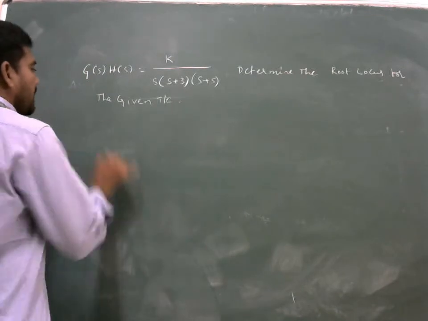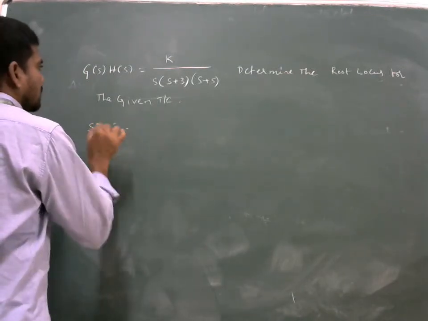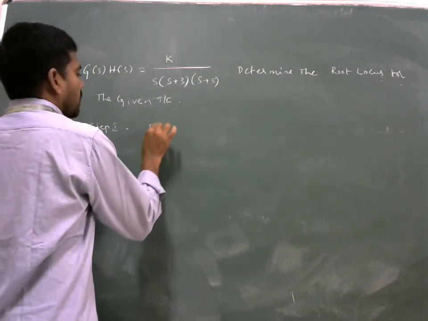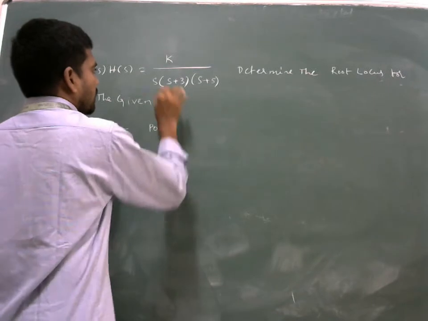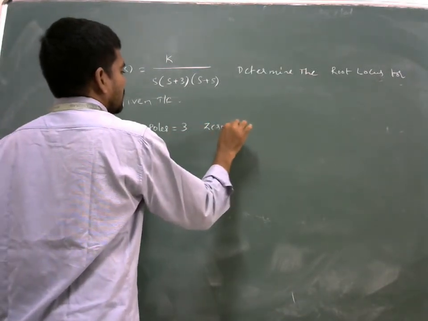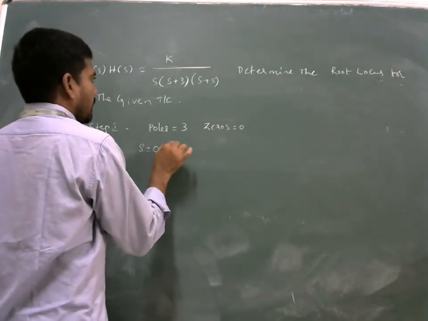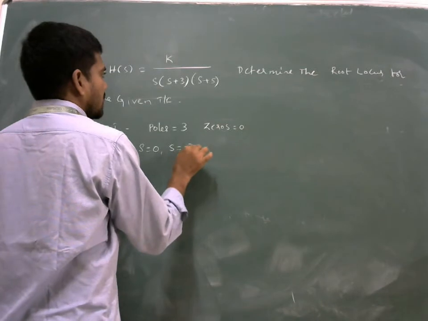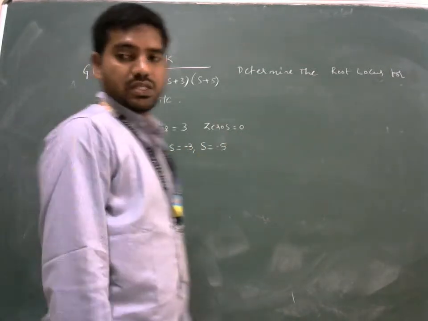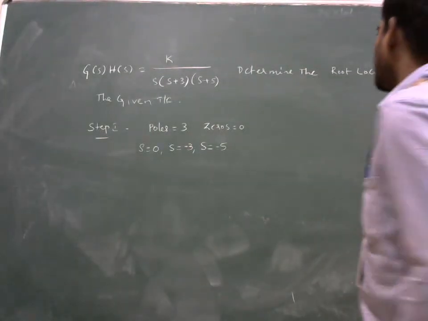The first step, step 1: we need to find out the poles and zeros. How many poles are there? 1, 2, 3. How many zeros are there? Zero zeros. What are the poles? S is equal to 0, S is equal to minus 3, and S is equal to minus 5.